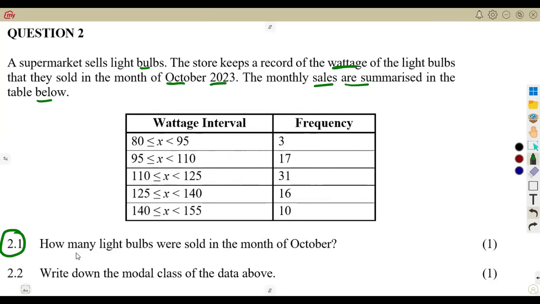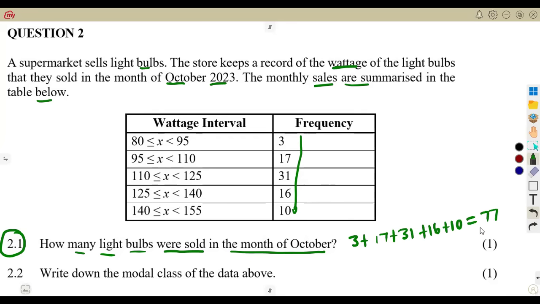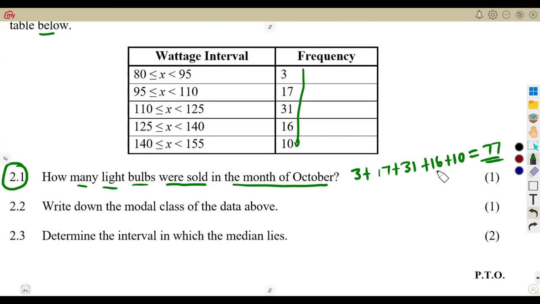So the question is, how many light bulbs were sold in the month of October? We just need the total frequency, because we saw these ones, 3 were sold, 17, 31. So the total of the frequency is the number representing the bulbs which were sold in the month of October. So you're just going to add 3 plus 17 plus 31 plus 16 plus 10. You add all the numbers that we are given there. That is going to give us 77 light bulbs. So 77 light bulbs were sold in this month of October.